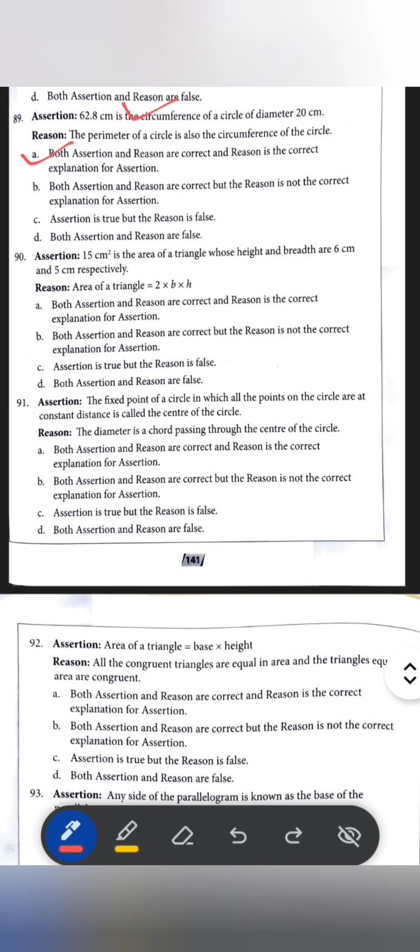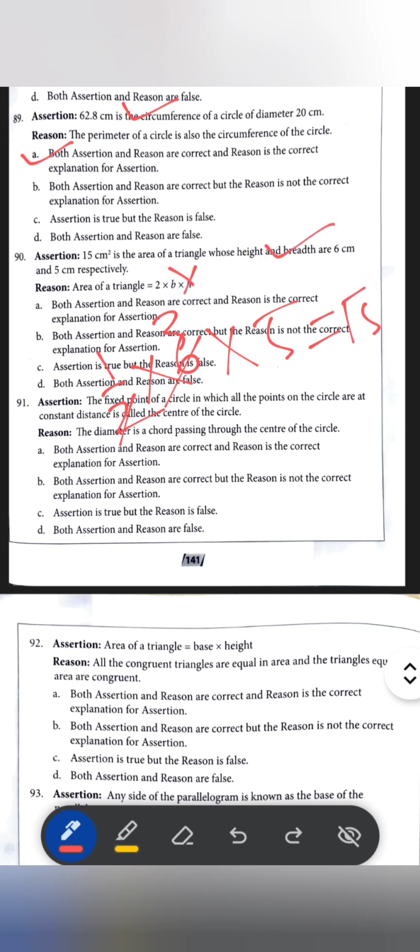Question number 90. 15 centimeter square is the area of the triangle whose height and breadth or base is given as 6 and 5. So half into 6 and 5, 2 3s are 6, 3 5s are 15. Yes, that one is correct. Area of the triangle is equal to 2 into base into height.